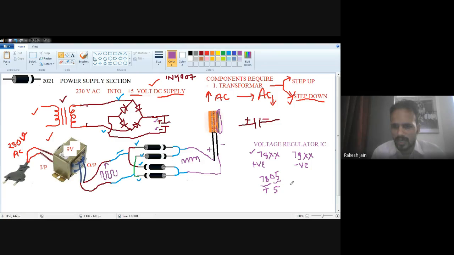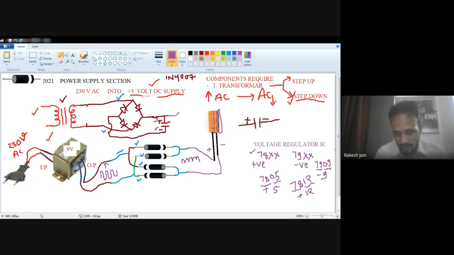For example, I purchase an IC from the market that is 7812. It means 78 is positive and 12 means 12 volt, so an IC which will give you 12 volt DC. Similarly, 7909: 79 means negative and 09 means 9 volt, so an IC which will generate minus 9 volt. That is a 3-pin IC.